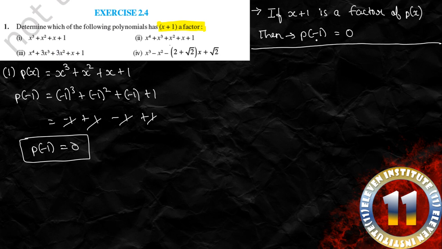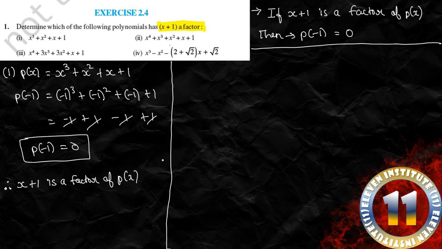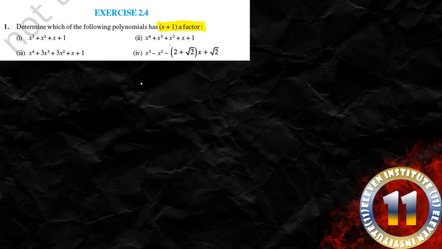Now we can clearly see P of minus 1, what answer did we get? 0. Then x plus 1 is a factor of p(x). So we can write therefore x plus 1 is a factor of p(x). Very simple, right? So what you have to do is you have to try the same in the next 3. You have to try this in homework, and we shall discuss this in the next video lecture again, right? Fine. Third and fourth also you have to try in homework.